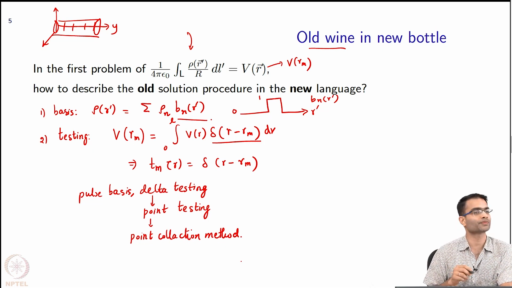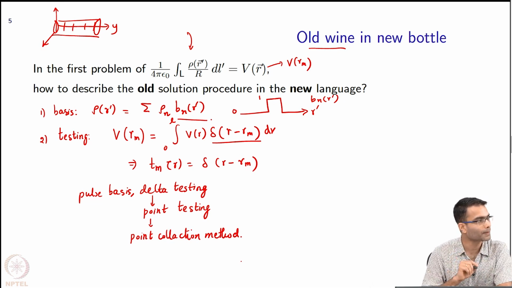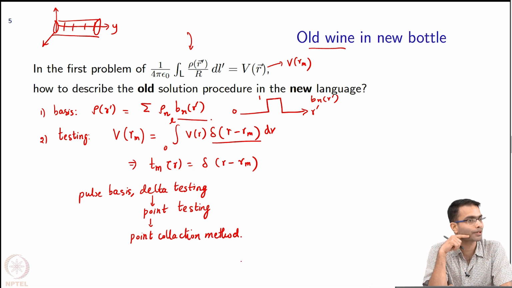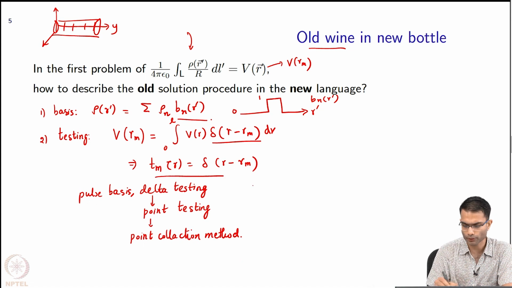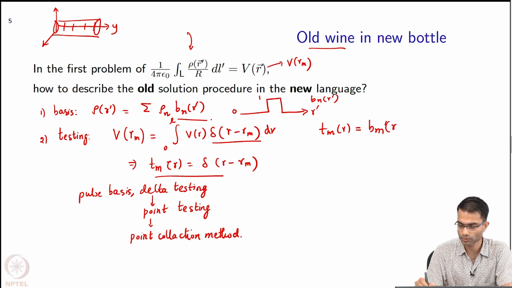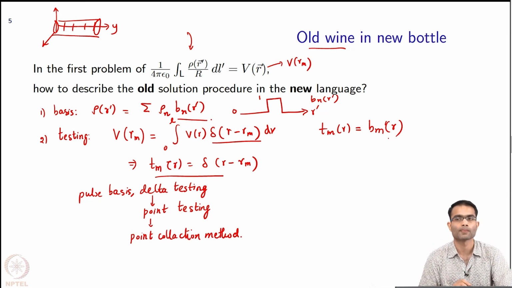If you wanted to be more sophisticated, going back to the very original question I asked at the start of the module, what could you do instead if you wanted more accuracy? Not choose a delta testing function. Instead of doing this point testing, I could have chosen my Tm of r also to be the pulse basis function. I can say this is also of this form. I could have chosen this.